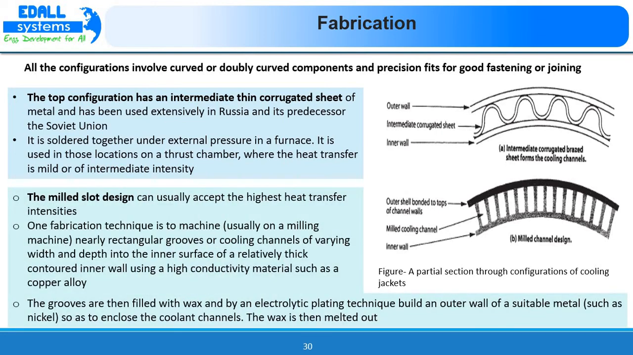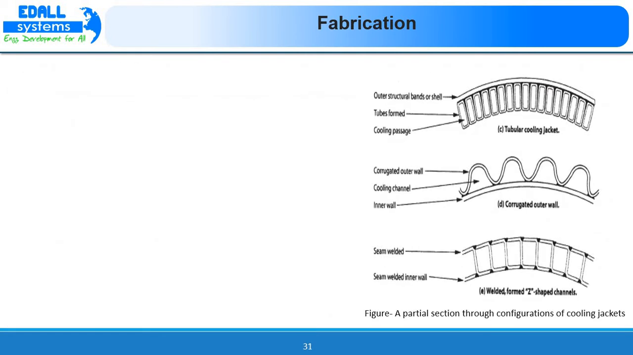Then the next one, the milled slot design, can usually accept the highest heat transfer intensities, and one fabrication technique is to machine nearly rectangular grooves or cooling channels of varying width and depth into the inner surface of a relatively thick contoured inner wall using a high conductivity material such as copper alloy. The grooves are then filled with wax, and by an electrolytic plating technique an outer wall of a suitable metal such as nickel is built up so as to enclose the coolant channel. The wax is then melted out. This way these two kinds of cooling jackets can be fabricated. The remaining three are shown here.